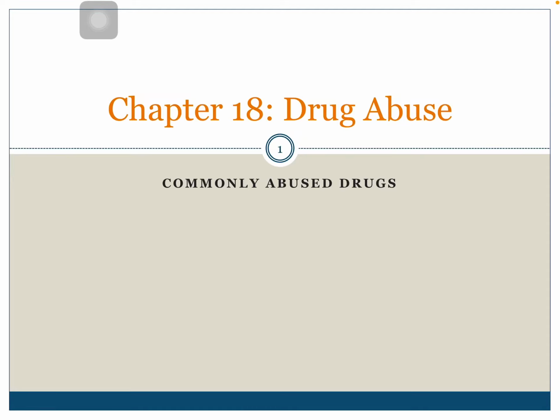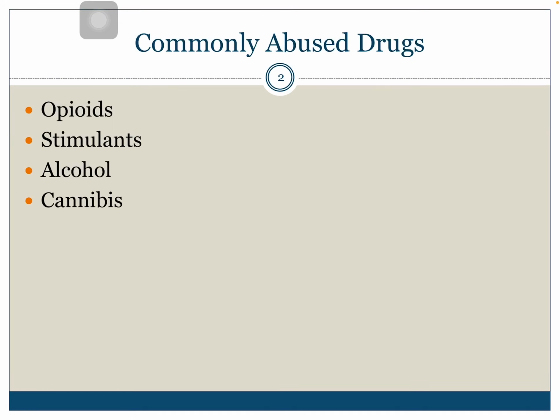Today we're going to cover chapter 18, which is all about drug abuse. We're going to talk about a few drugs that are commonly abused. We can categorize drugs many different ways. I have categorized them in really typical categories, like the type and chemical structure. We're going to talk a little more about how you can categorize drugs later.